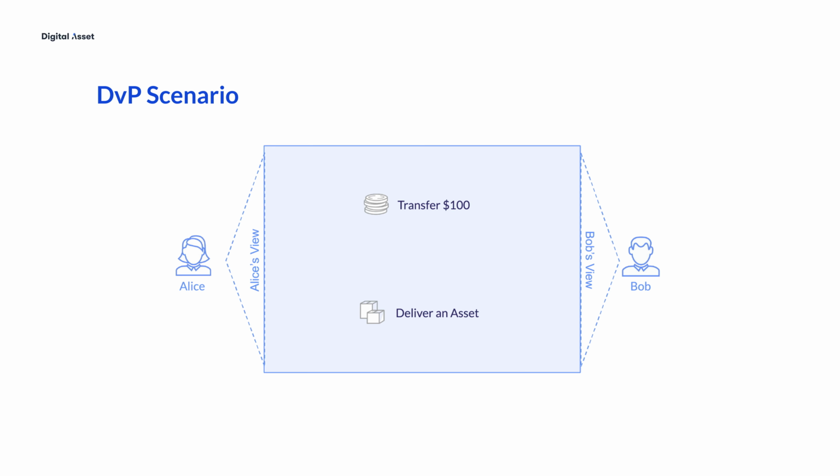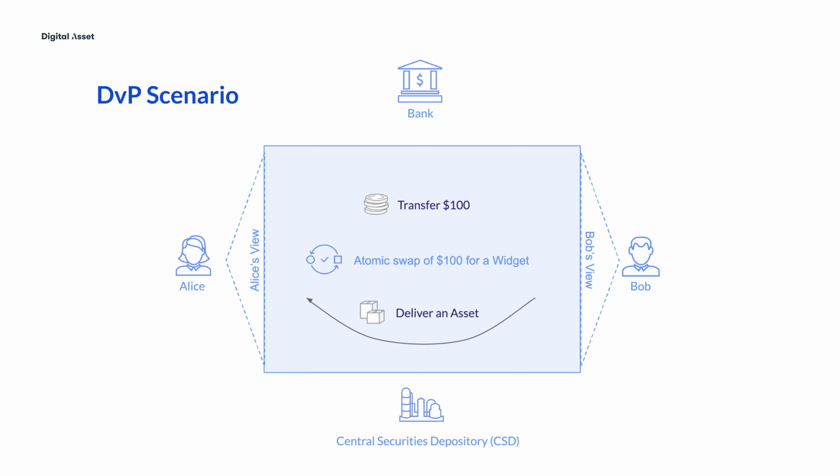For this exchange, there are two other parties: the bank where Alice has her $100 and a central securities depository, which has Bob's asset. In addition to this workflow, there are other important requirements. First, the entire transaction must happen atomically. When Alice confirms receipt of the asset, only then should $100 be transferred to Bob. Second, the CSD should only see the asset being sent to Bob and not the exchange of $100. Similarly, the bank should only see the transfer of money and not the asset.